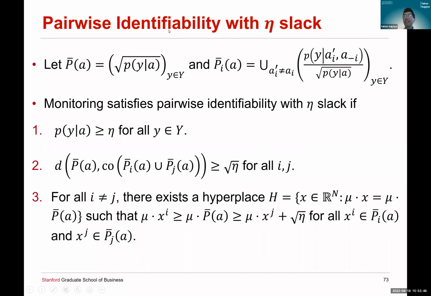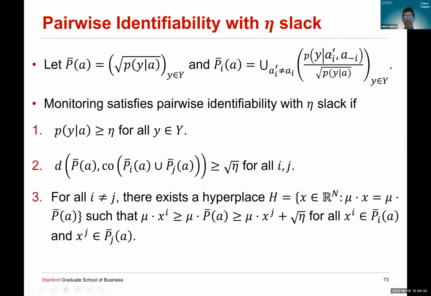This is a little bit of a mouthful, but let me try to explain it for the next two minutes or so. So P bar of A, what is this? This is a vector, which is a distribution of public signal Y given A. So this is a vector in a signal space. And we normalize it by taking a square root of the distribution. Why square root? The only answer that I can give you is that it's a convenient measure to derive a clean result. And what is P bar i of A?